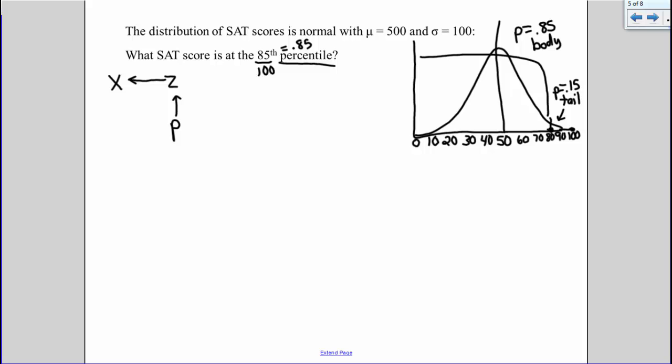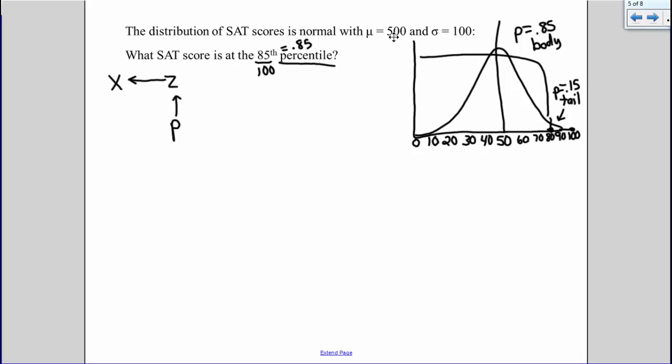Now it's important that you sketch this out so that you know if the z-score that you're looking for in the table is positive or negative. Remember, there's no negatives in the table. So if my percentile falls to the left of the mean, then I know that my z-score is going to be negative and my x value that I calculate is going to be less than the mean. If my percentile falls to the right of the mean, then I know that my z-score is going to be positive and my x value or my score is going to be greater than the mean.